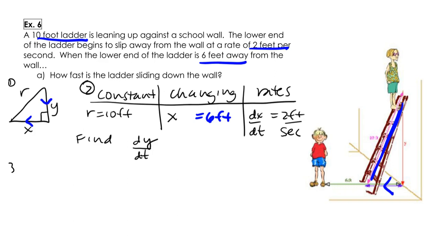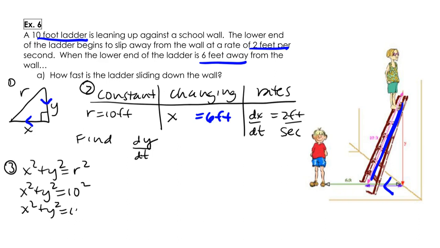Okay, are there any, well, what equation? Pythagorean. Are there any constants? Ooh, good call. Yes, there are. R is 10. So we have x squared plus y squared equals 100. On to the derivative. 2x dx/dt plus 2y dy/dt equals 0. Oh, that's lovely. The derivative of a constant is 0.